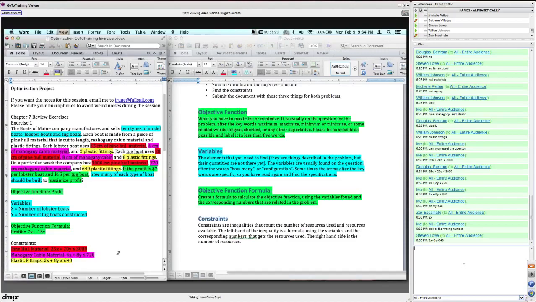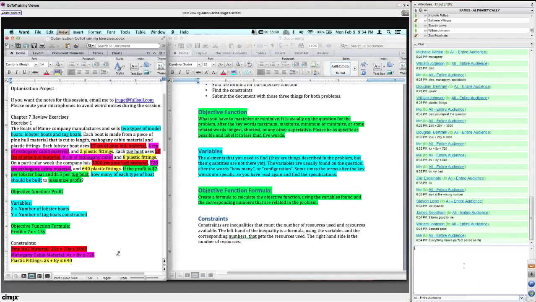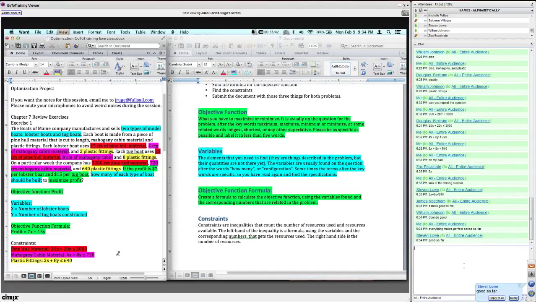Okay, guys, how is the setup for the problem? Is it good? Is it bad? Is it clear as a puddle of mud? Awesome, guys. Sounds good. Everything makes perfect sense so far. Good so far. Following so far. Awesome.